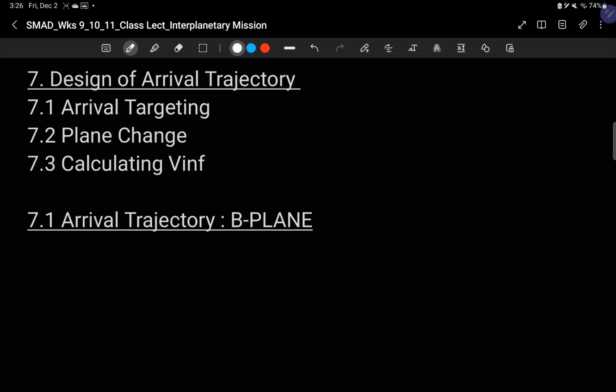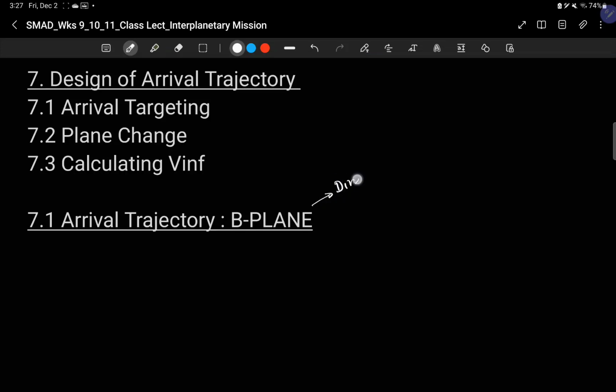So let's start with the design of the arrival trajectory. Now this design of the arrival trajectory is done by a method. There are several methods to do this, but the one which is, as we say, very common is called the B-plane. And why do we do this? The reason we are designing the arrival trajectory is, first of all, we want to get to the target planet.